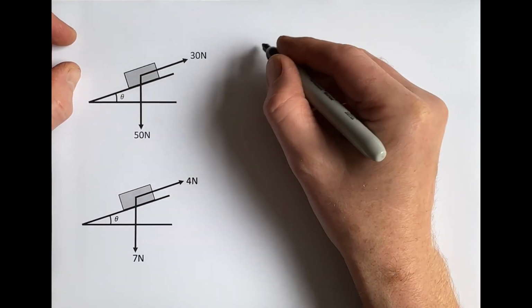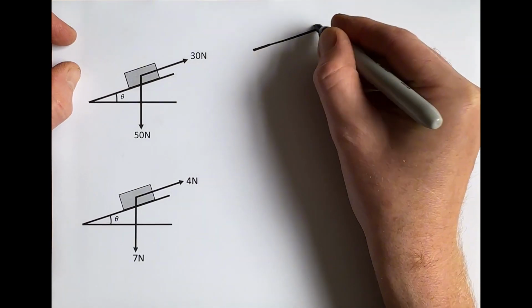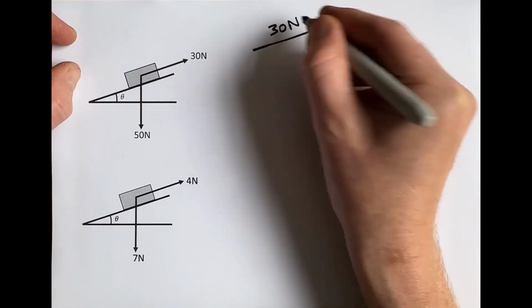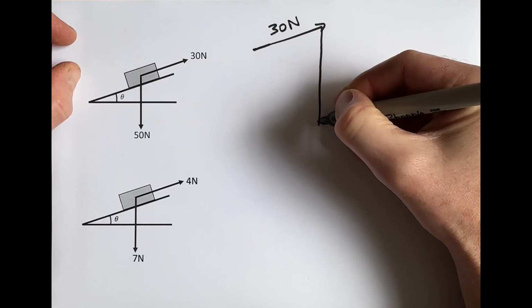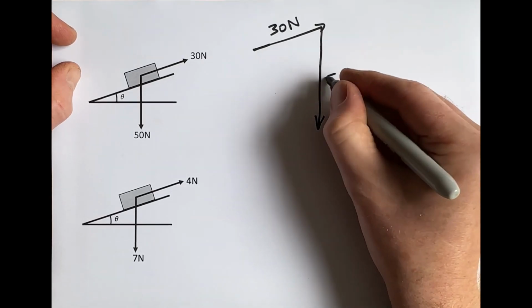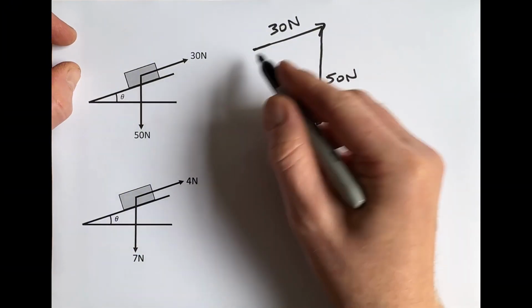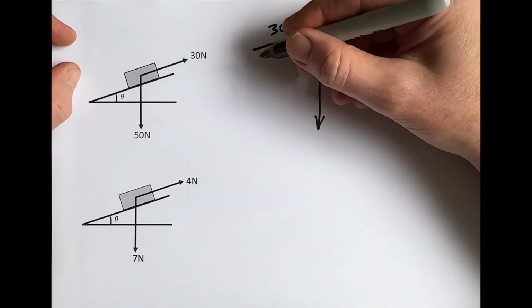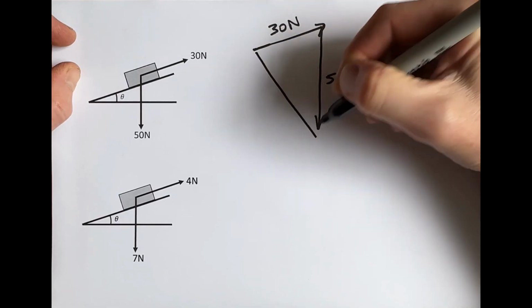Now, if we draw these forces up here, we've got the 30 Newton force there. Okay, so that's your 30 Newton force. And then we've got the weight acting downwards like this. Okay, so that's your 50 Newton force. Now, we know that these forces are in equilibrium. If they're in equilibrium, they must form a closed loop in order for them to be in equilibrium, okay?